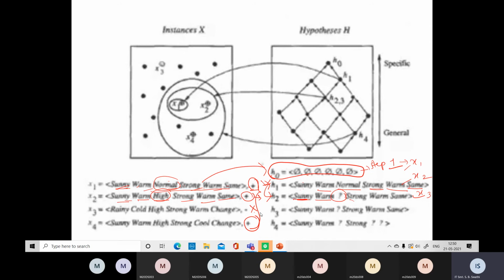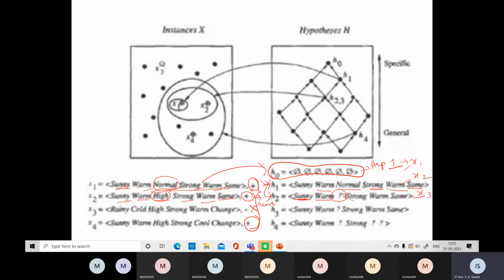Now X3, if you see, is negative. Okay, the slide is not visible to you. See, this X3 is negative. Whenever negative is there, don't cross check with the newly formed hypothesis. Leave this one. You have to modify only when there is a positive.